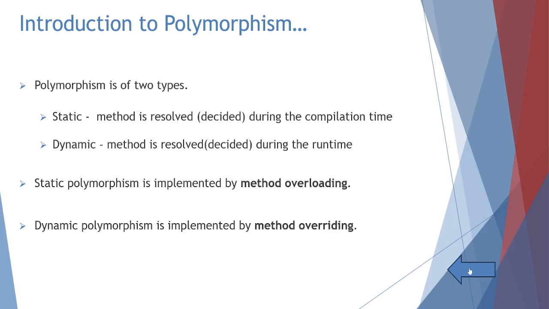Polymorphism is of two types, static and dynamic. In static, the method to be called is resolved during the compilation time. In dynamic, the method is resolved during the runtime. Static polymorphism is implemented by method overloading, means signature change. Dynamic polymorphism is implemented by method overriding. Let's understand both of them.